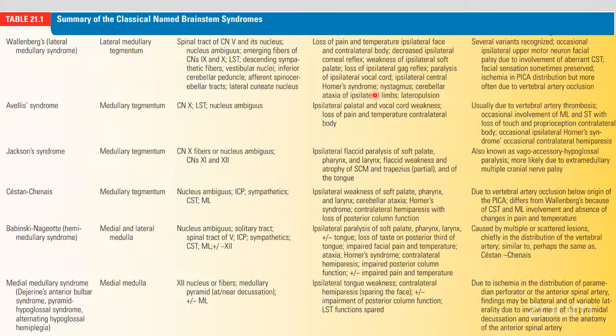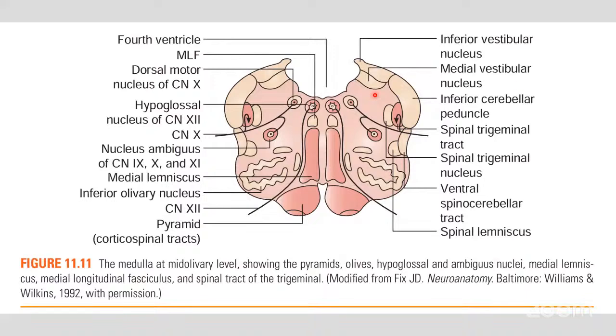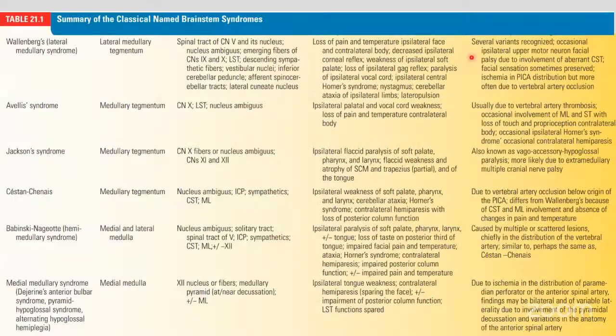And due to involvement of the vestibular afferents, especially the medial and inferior vestibular afferents to the medial and inferior vestibular nucleus, there will be ipsilateral nystagmus. And there will be ipsilateral ataxia of limbs, cerebellar ataxia, and lateropulsion.